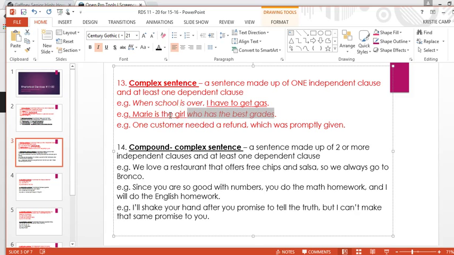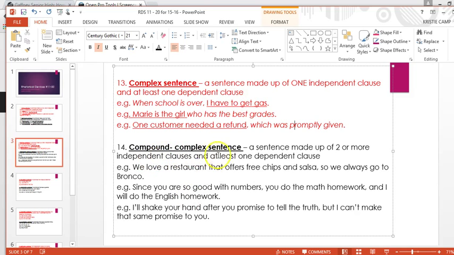Here's your independent clause. One customer needed a refund, which was promptly given. One customer needed a refund is your main sentence, your independent clause. Which was promptly given is your dependent clause. You have a subject, which, and a verb, was, because which is a pronoun. So it has a subject and a verb, but it can't stand alone. Okay? So these are complex sentences, a dependent clause and an independent clause.